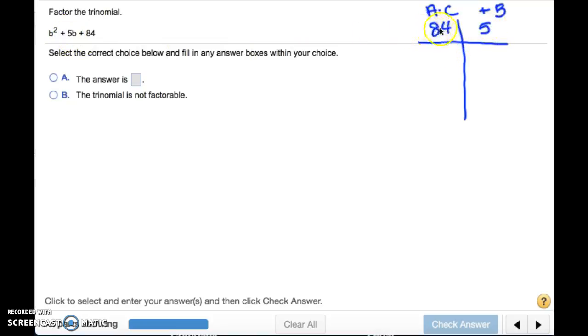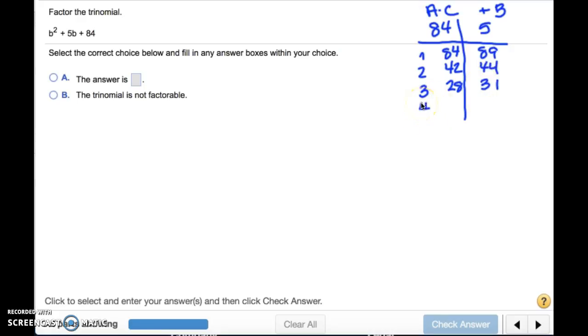So I can look at the sign. Since 84 is positive, I know my factors either have to be both positive or both negative. And since the middle term is positive, when I add them, they're both going to have to be positive. So if I think about factors of 84, I have 1 and 84, and when I add those, I get 89. So that's way too big. I have 2 and 42, which when I add those, I get 44. I have 3 and 28. That's going to give me 31.